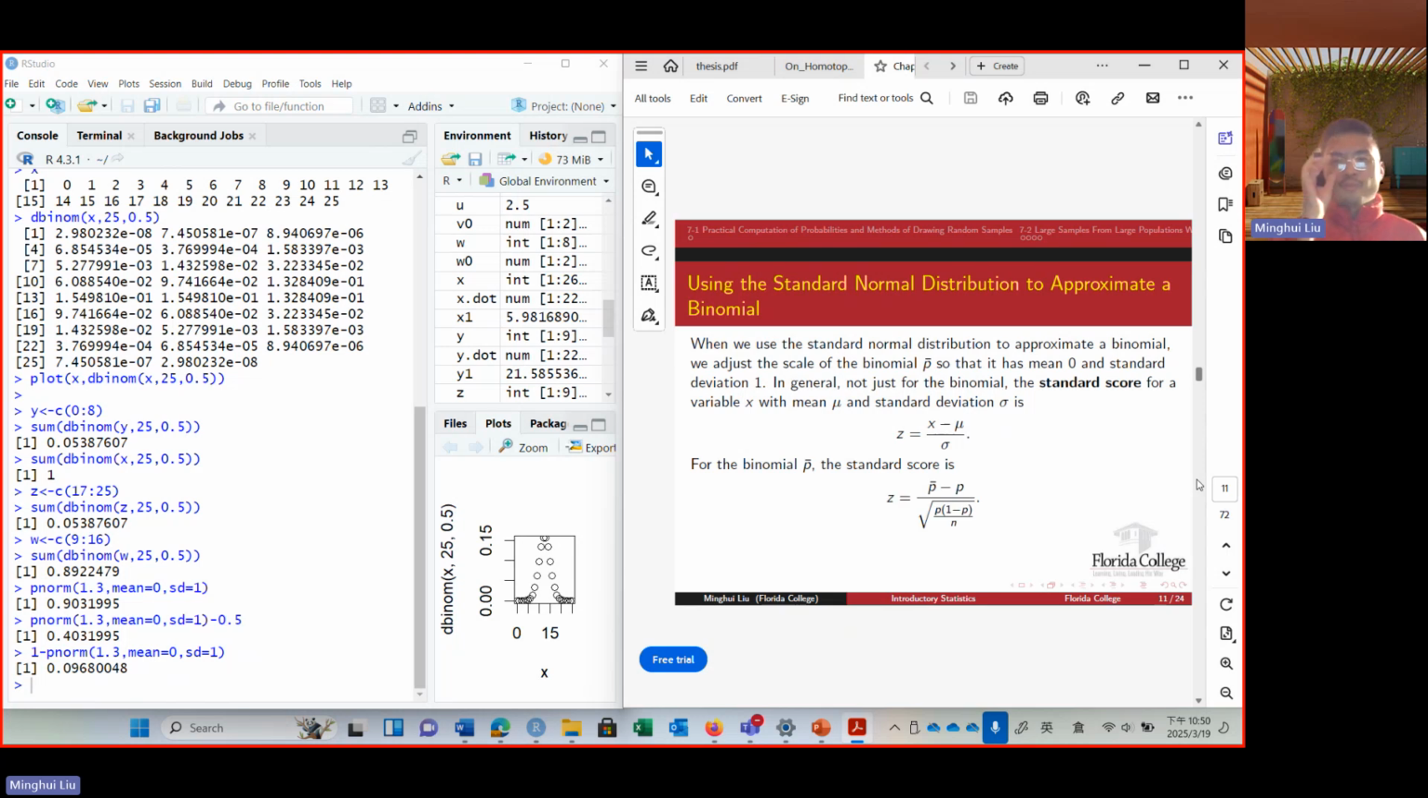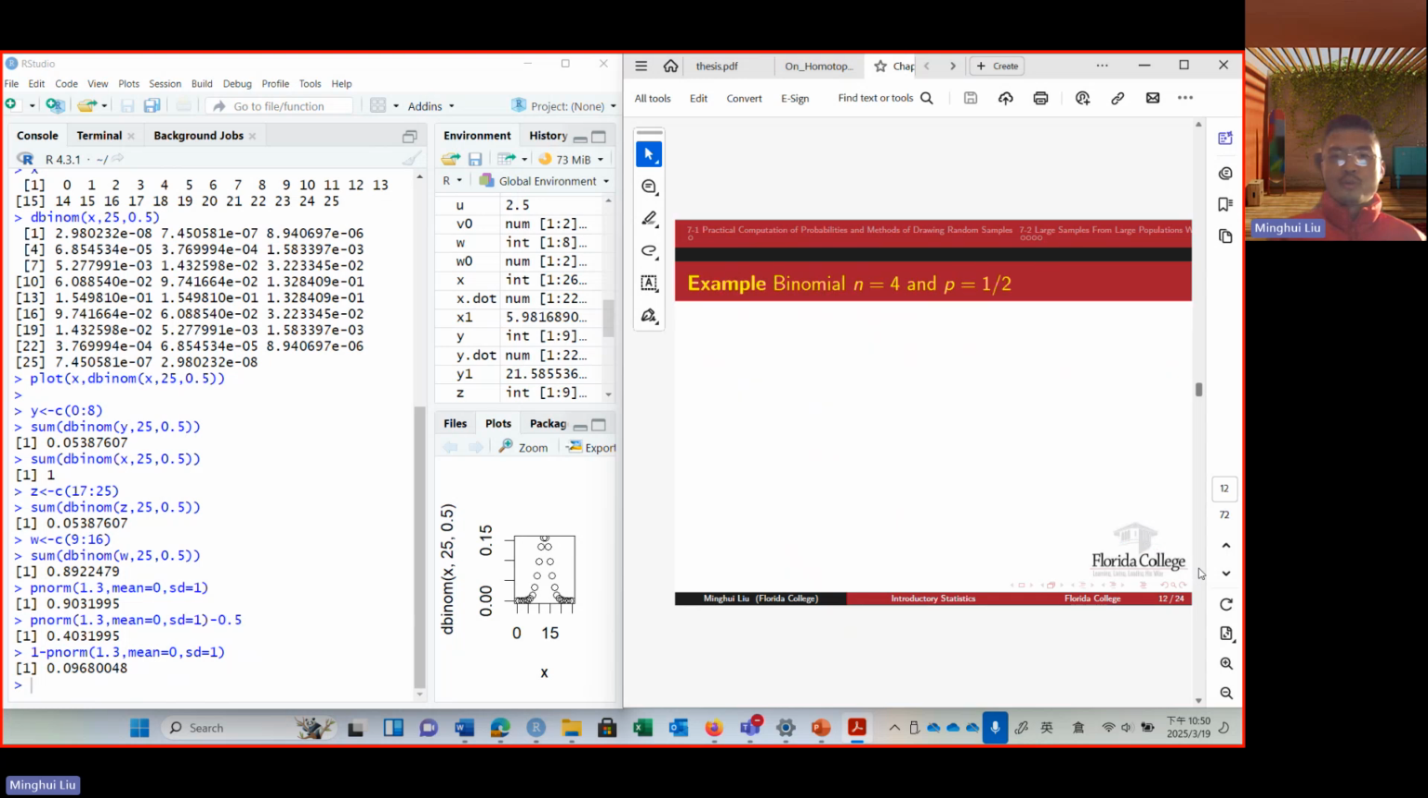So here, for the binomial p bar, the standard score is given by this, because x is p bar, the mean is p, and sigma is the standard deviation defined before. And now these z-scores will have the mean 0 and the standard deviation 1. So now we can have the standard normal distribution. Let's take a look at an example.